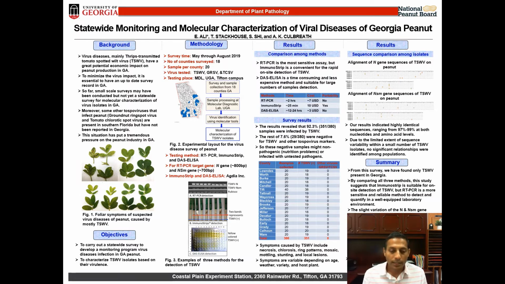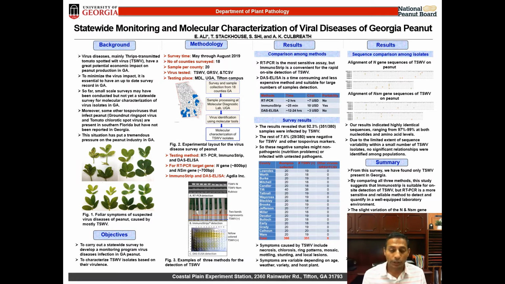For the DAS-ELISA method, if you see a dark yellow color, that represents highly positive for TSWV. If you see a lighter yellow color, that also represents positive for TSWV, but the virus titer is low. If you see no color change, that means the sample is negative for TSWV.